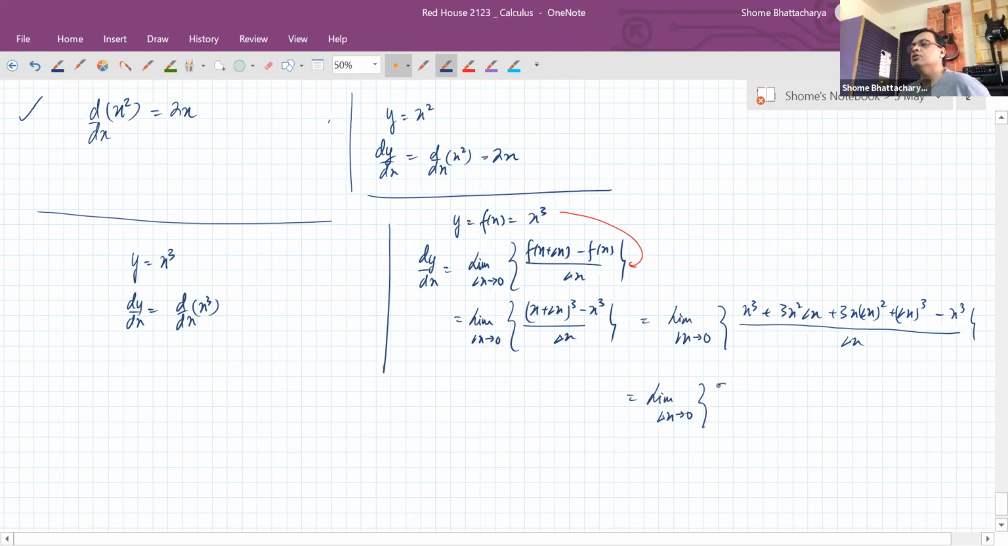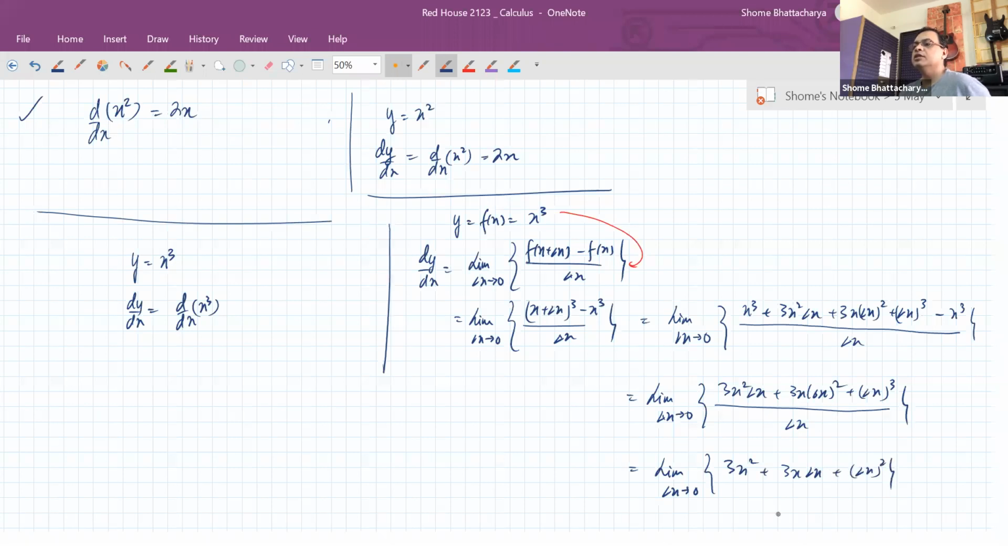Now x cube cancels out. So I have 3x squared delta x plus 3x delta x square plus delta x cube, but the whole thing divided by delta x. Now you must have guessed again what we'll do. We'll cancel delta x with the numerator. So we'll be left with what? Limit delta x tending to 0, 3x square plus 3x into delta x plus delta x square. So now you can see that because delta x is tending to 0, we can neglect this term. This term tends to 0 and this term tends to 0. So we are left with just 3x square. So that is what my dy by dx is becoming. So here this becomes 3x square.